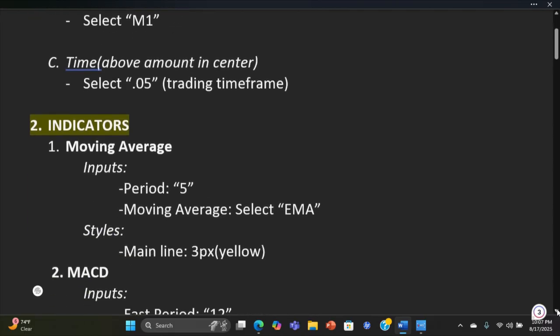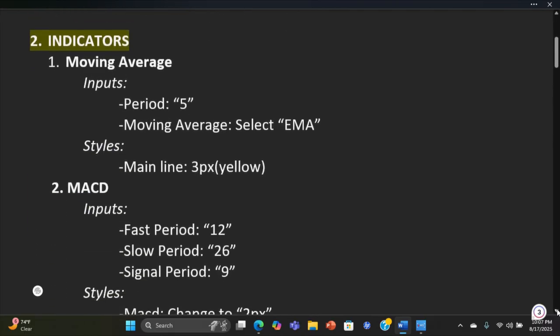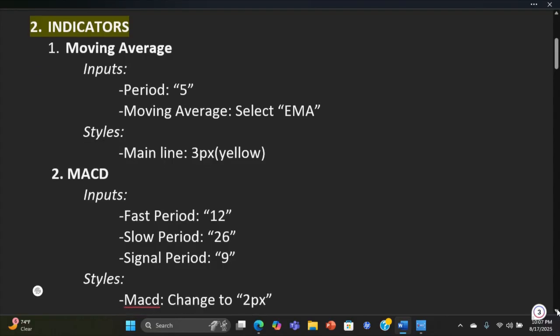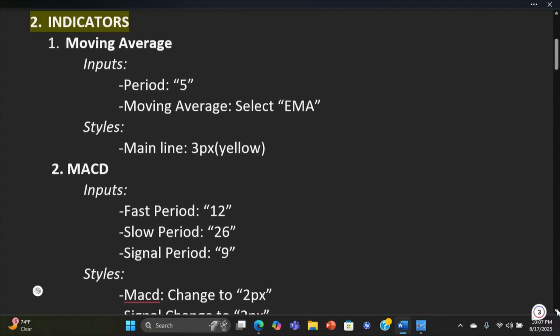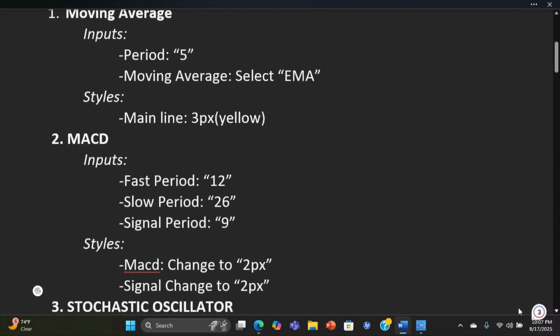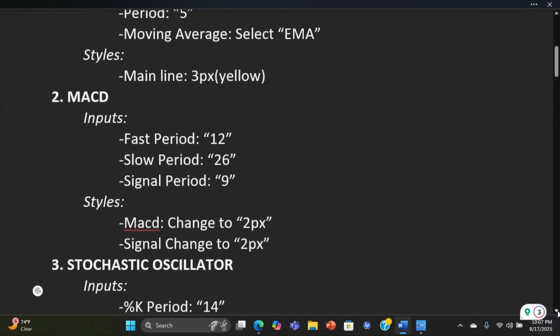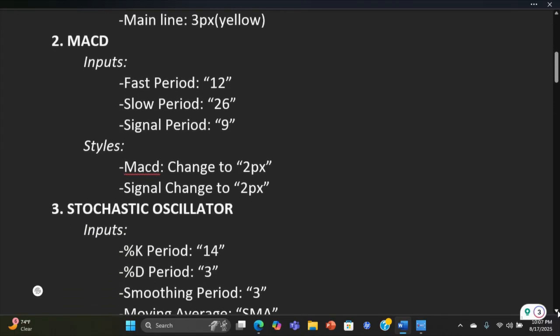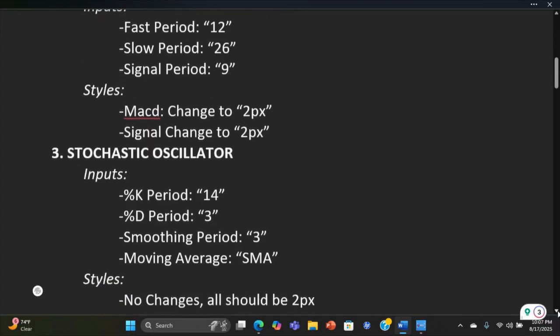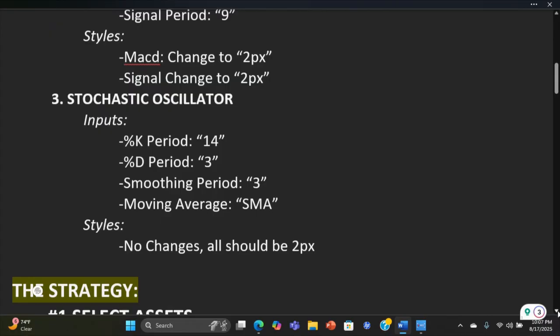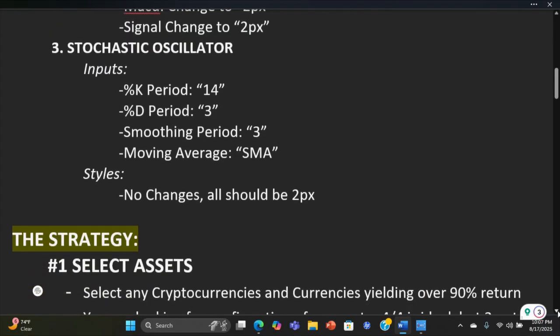Okay. Indicators. So the indicators that you see that I use are moving average, MACD, and then I use the oscillator. All right. The inputs are there for you, and so are the styles. So you can go through and put those through. All right. And you just match them up. So like I said, I'll keep this short and sweet. I just want you guys to have this.